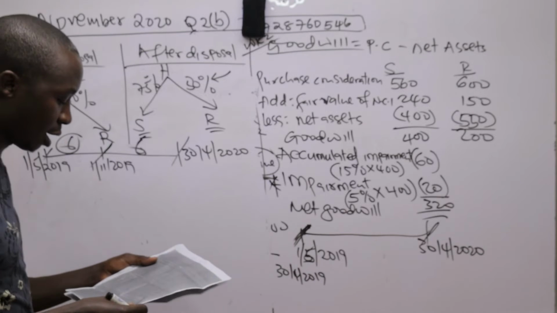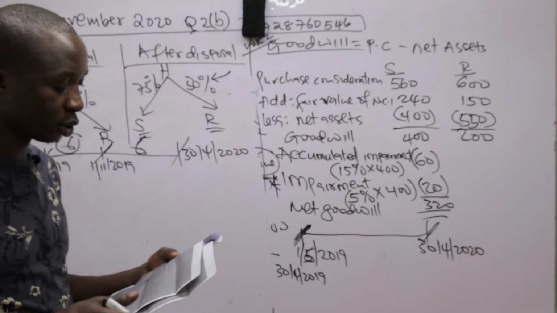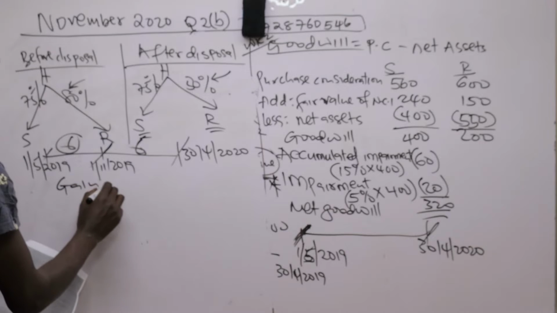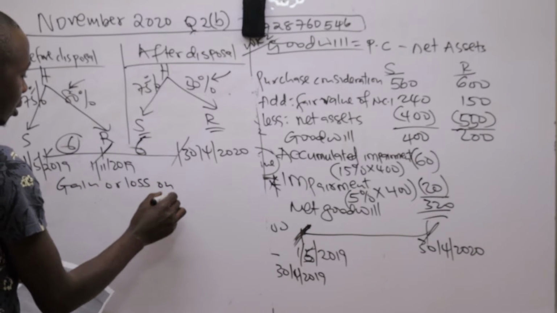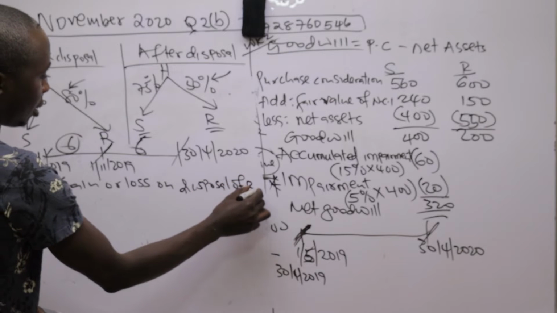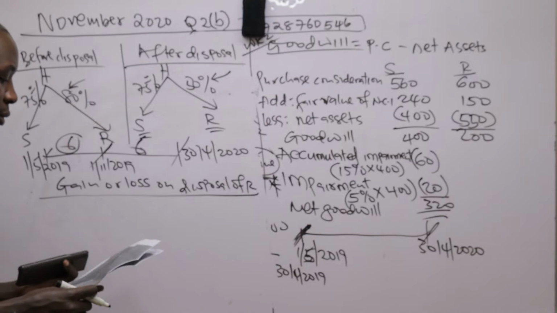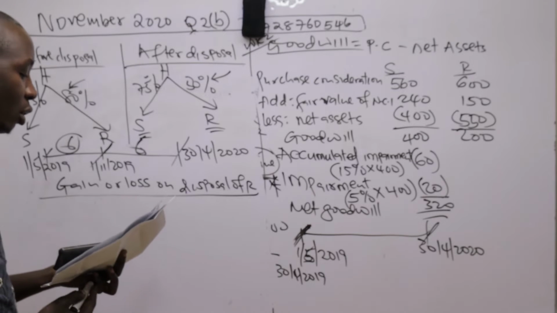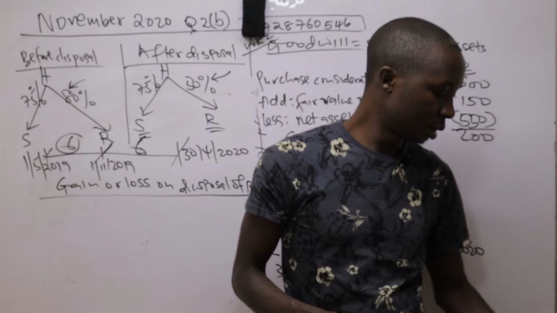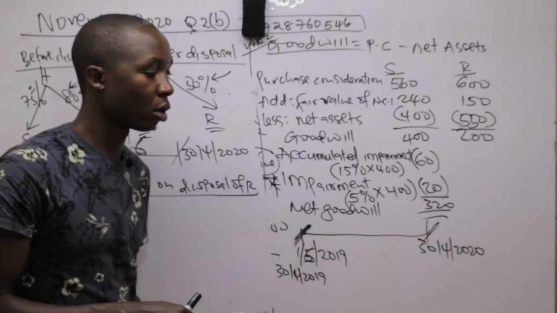And that one takes me direct to the first requirement, where we were told to look for a gain or loss on disposal of R. But to be more specific, they said it is to be presented on the consolidated statement of profit or loss. So the one which is supposed to be presented in the statement of profit or loss.